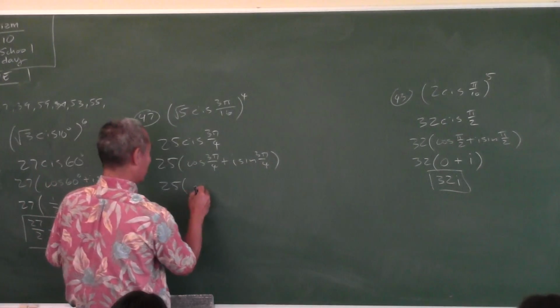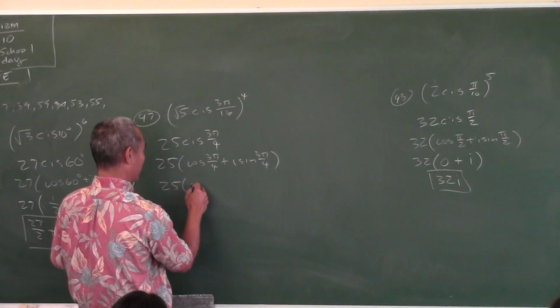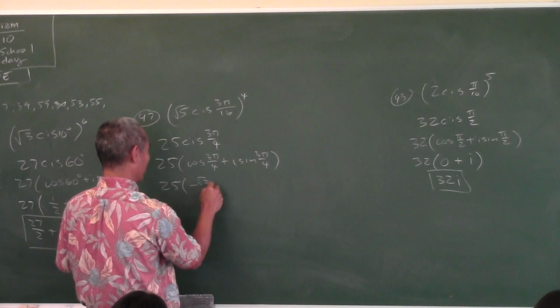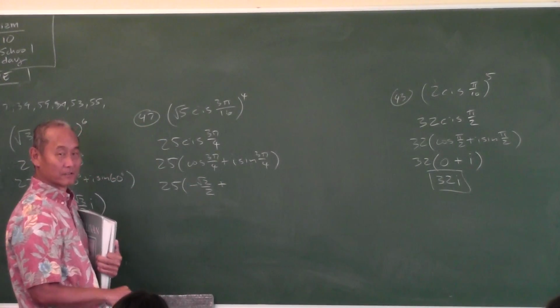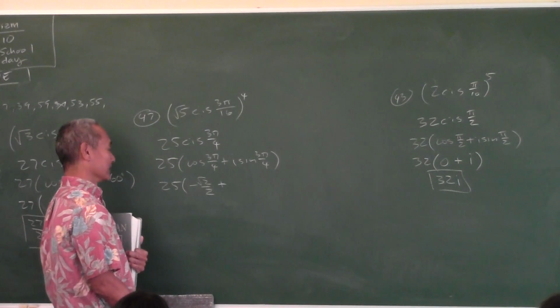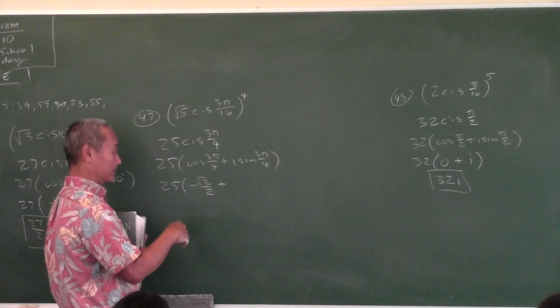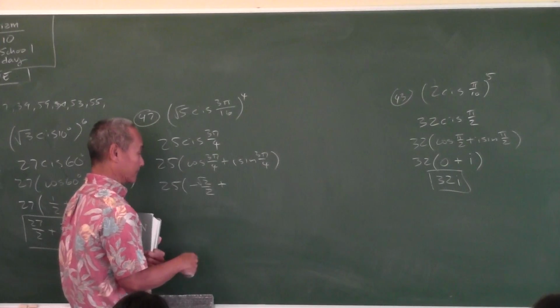Root 2 over 2. Except it's negative. Yeah, negative root 2 over 2. Just for that, sine 3 pi over 4. 3 pi over 4, it's like... Okay, it's root 2 over 2.